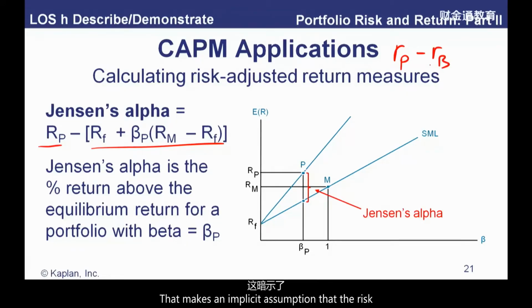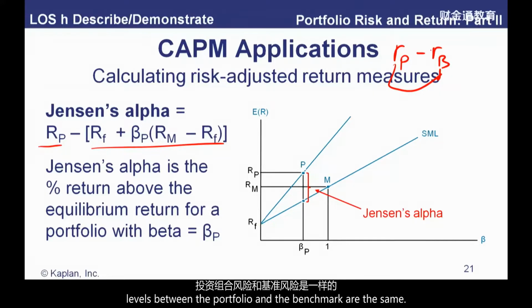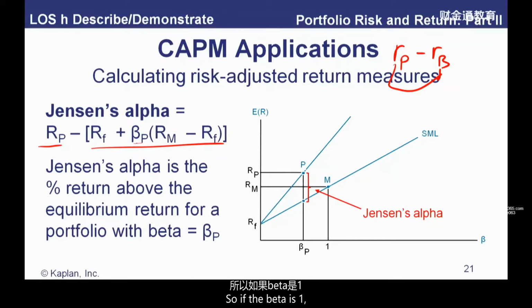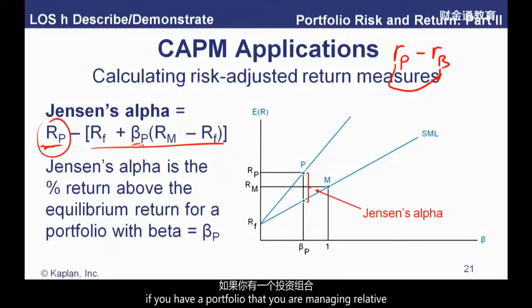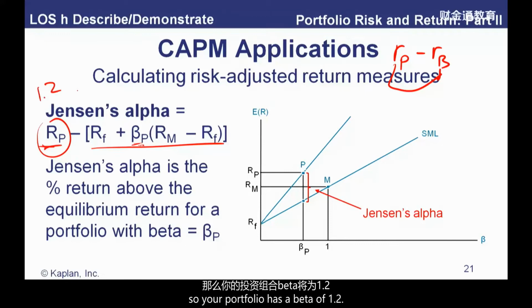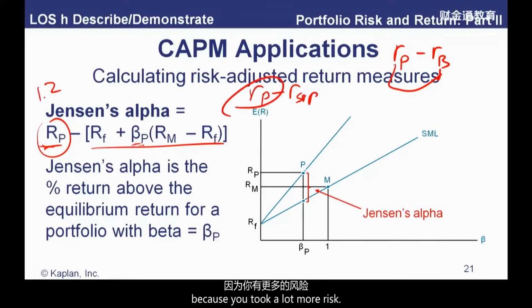benchmark, right? That makes an implicit assumption that the risk levels between the portfolio and the benchmark are the same. So if the beta of the portfolio is 1, notice this is a beta P. It's not the beta of the market or anything, it's the beta of the portfolio. All we're saying is, if you have a portfolio that you're managing relative to the market, the S&P 500, and your portfolio has a beta of 1.2, well, it's not fair to just take RP minus the return on the S&P, because you took a lot more risk.